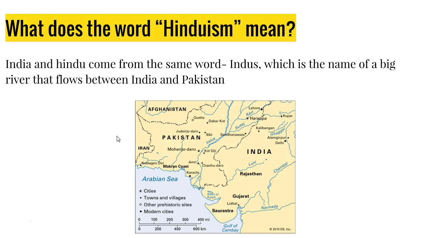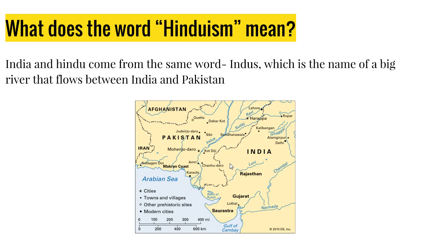So what does that word Hinduism mean? Well, India, the country, and Hindu actually come from the same word, which is Indus, which is the name of a big river that flows between India and Pakistan. So if we check out our map right here, here is the Indus River, and it flows this way, and you can see it splits Pakistan and India.